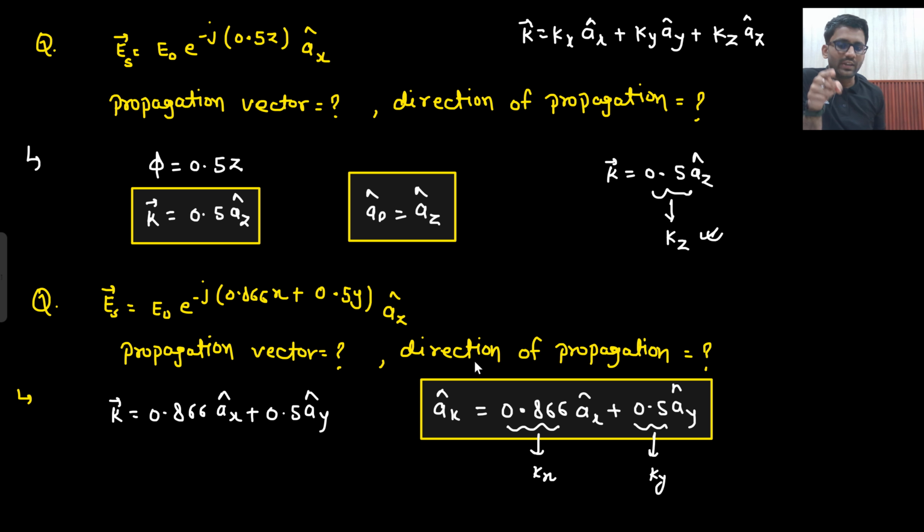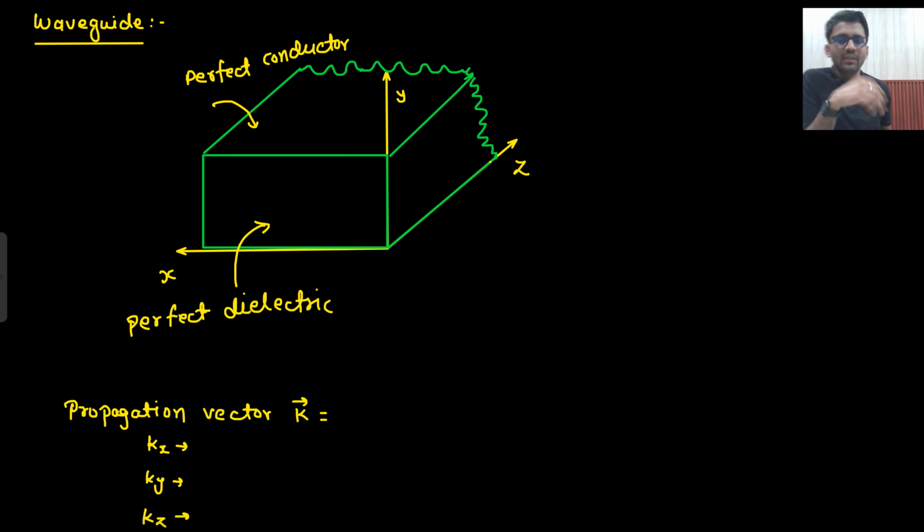Okay, and we got to know that if my wave is propagating in x and y direction, then I am having kx, ky. If the wave was propagating in z direction, then I am only having kz. Now we study about waveguide. So what is a waveguide?